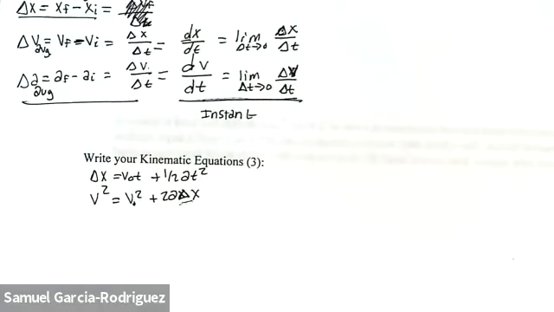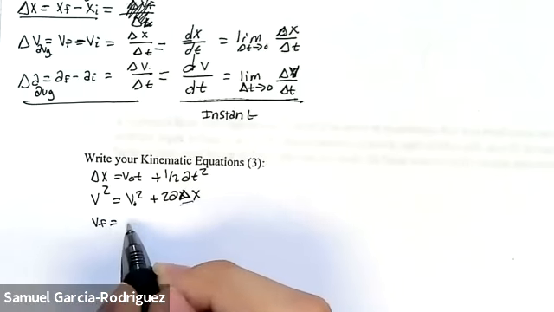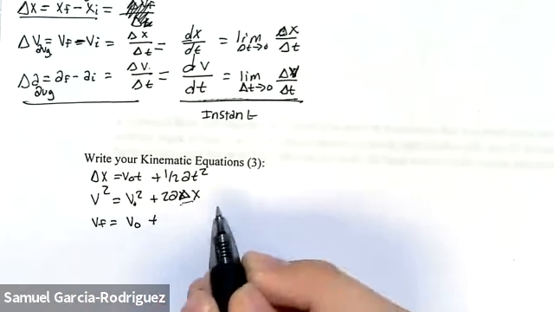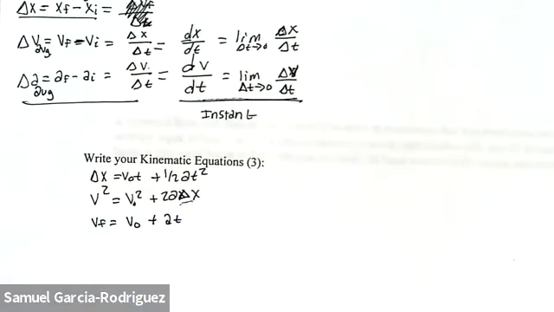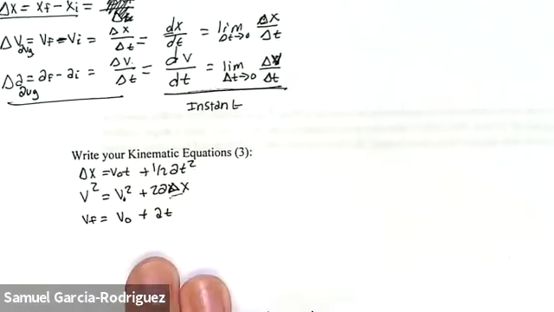I think this is the one that you were trying to say. Yes. Vf equals V naught plus AT. There are technically 5 kinematic equations, but these 3 can, as far as I know, solve all of your kinematic questions.